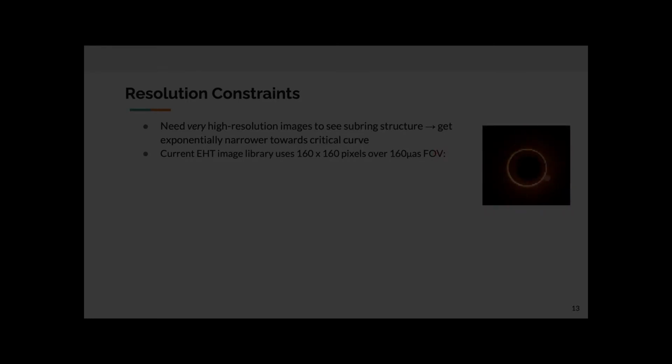So ray tracing works really well, but there are resolution constraints involved. In particular, we need very high resolution images to see the subring structure, because as we said, the subrings get exponentially narrower towards the critical curve and therefore get exponentially more difficult to resolve. To put this in perspective, the Event Horizon Telescope maintains a library of ray traced images, and these ray traced images are all 160 by 160 pixels, and they span a 160 microarc second field of view. One such characteristic image at this particular resolution is shown here.